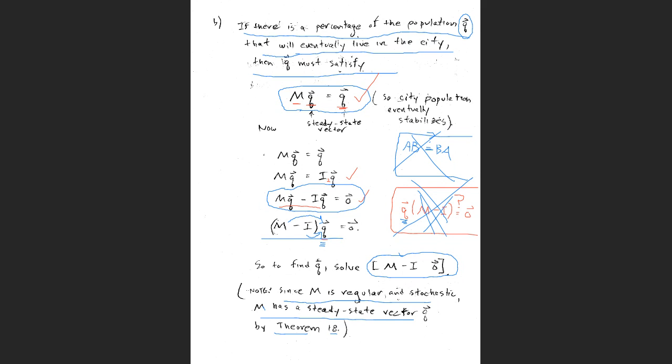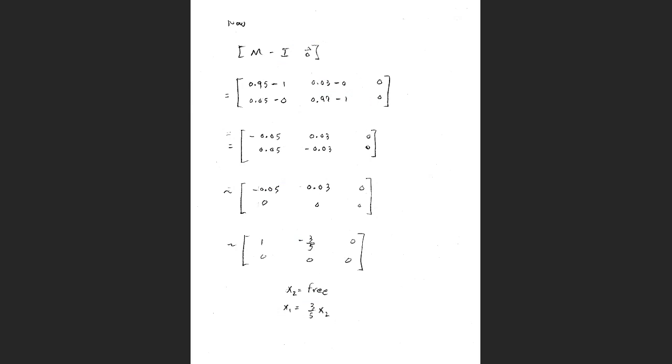Okay, so we want to solve this augmented matrix. So here we go. M minus I, remember, M minus I. M, of course, is, let me just write it down.